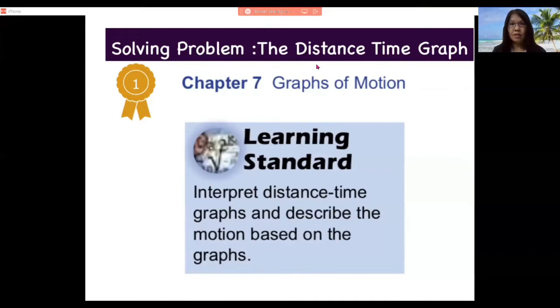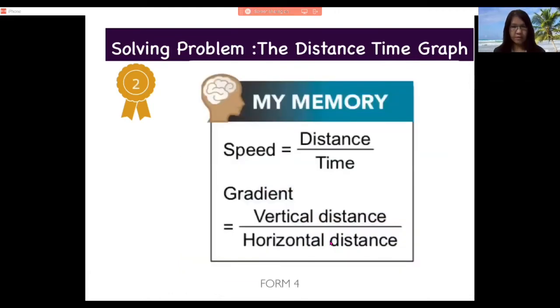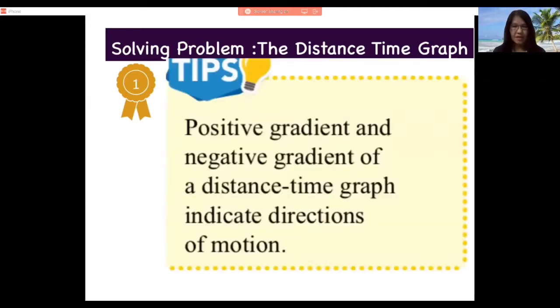Today we continue with part 2, solving problems with the distance-time graph for Chapter 7, graphs of motion. Our learning standard is to interpret the distance-time graph and describe the motion based on the graph. In the previous lesson, you learned that speed equals distance divided by time, and gradient is equal to vertical distance divided by horizontal distance. You also learned what positive and negative gradients of the distance-time graph are, which indicate direction.